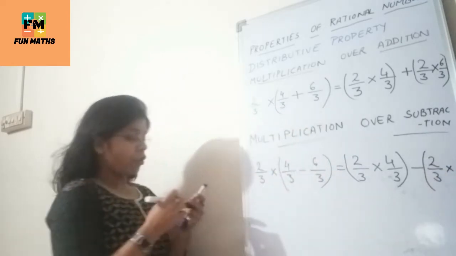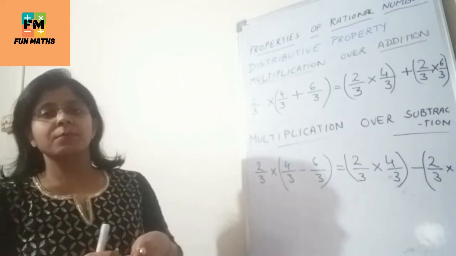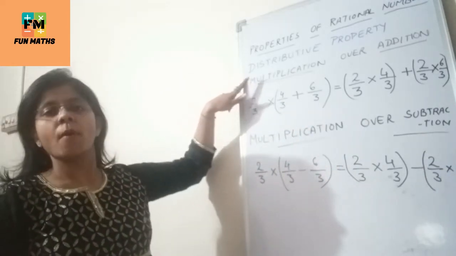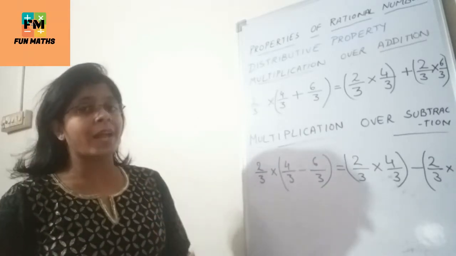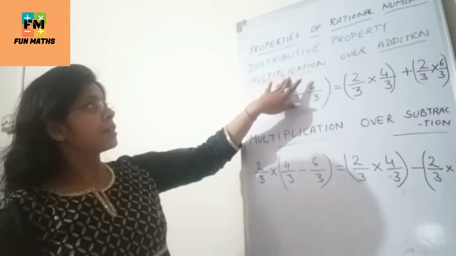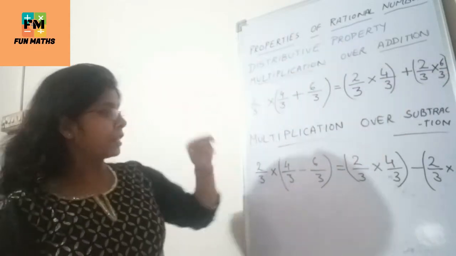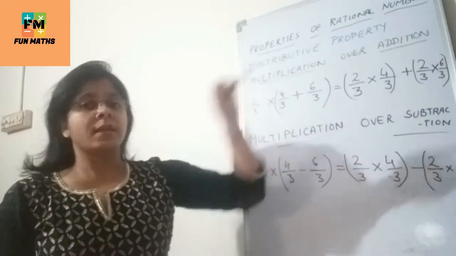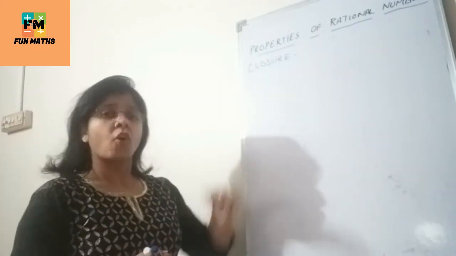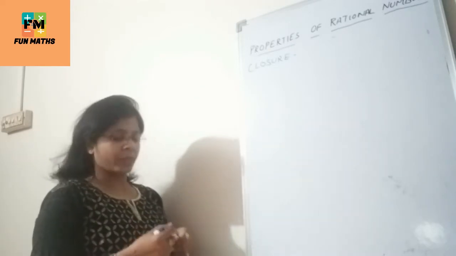Now children, I hope you have understood what the distributive property is. Here in this property, two operations will happen together. First, we have the multiplication over addition, then we have the multiplication over subtraction, right? Now let's see all four properties together in a generalized way.